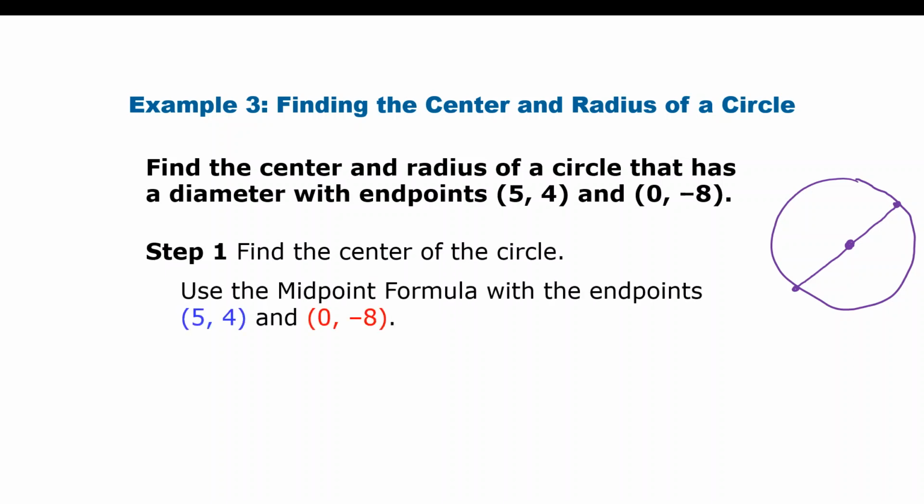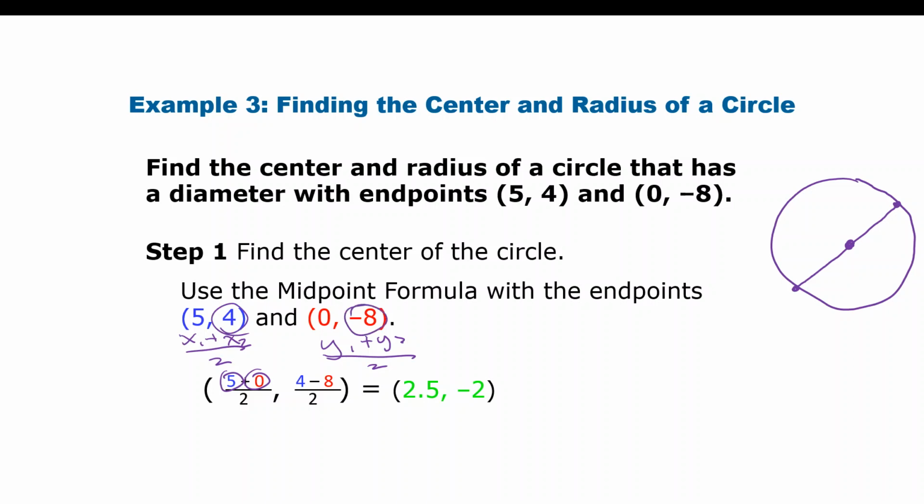So remember, the midpoint formula is going to be x1 plus x2 divided by 2 and y1 plus y2 divided by 2. Remember, we talked about that being an average. So 5 plus 0 divided by 2, and then 4 plus negative 8 divided by 2, and we get 2.5 and negative 2. So there's our center.